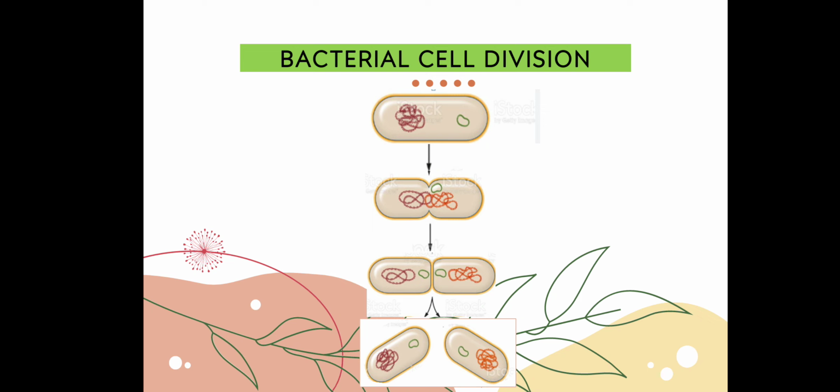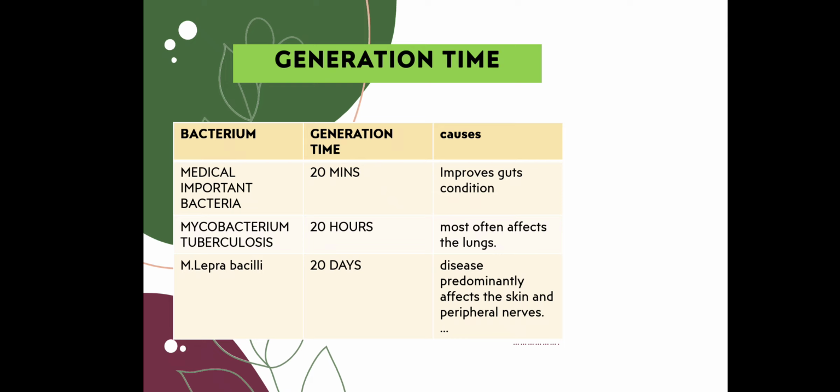In depth we will dive in later videos. So let's move on to the next one, which is known as generation time. So what is generation time? The time required for a bacterium to give rise to two daughter cells under optimum conditions is known as generation time.